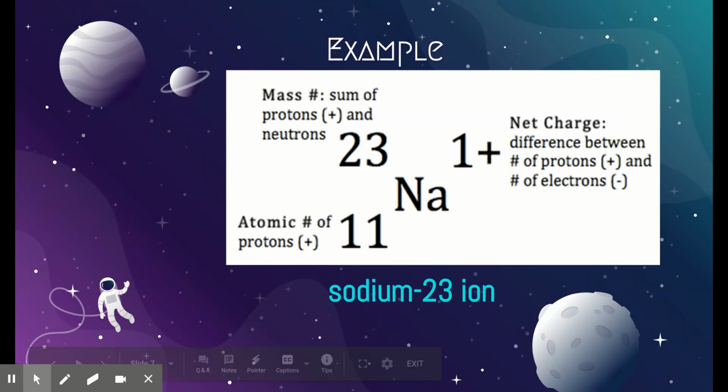So for example here, we have sodium. It has an atomic number of 11 and a mass number of 23, which means that it has 12 neutrons. It has a charge of +1. If its charge is +1 and it has 11 protons, that means it must have 10 electrons. If I want to write this as a name, I'm going to write sodium-23, because it says Na-23 for my mass number, and then ion at the end.